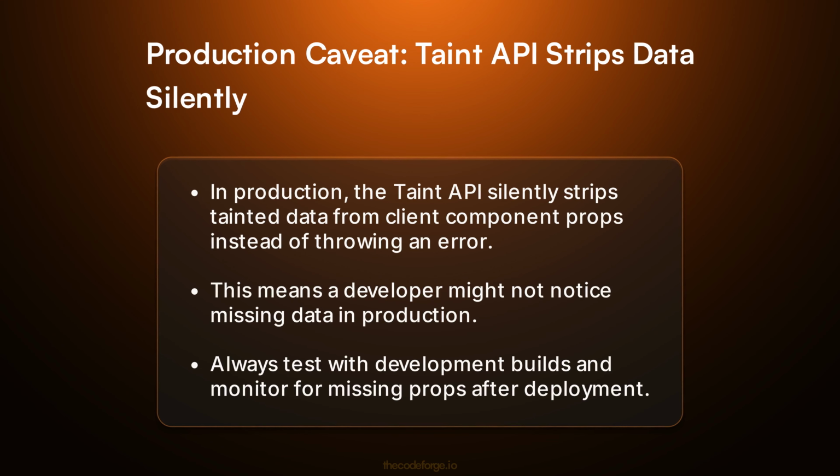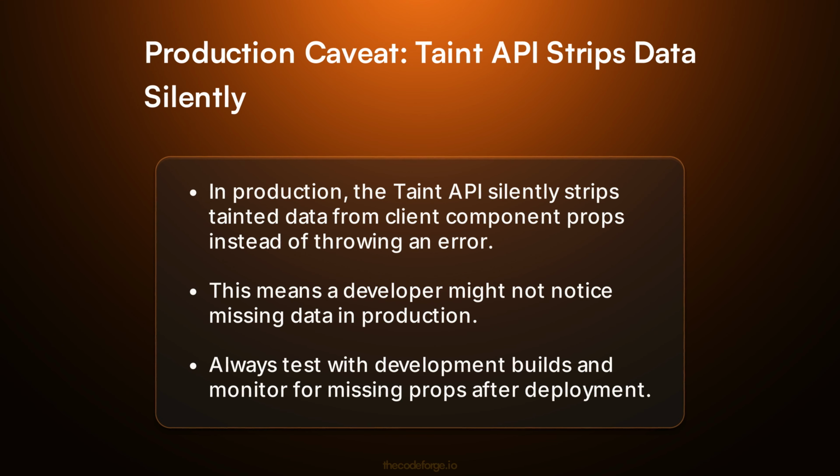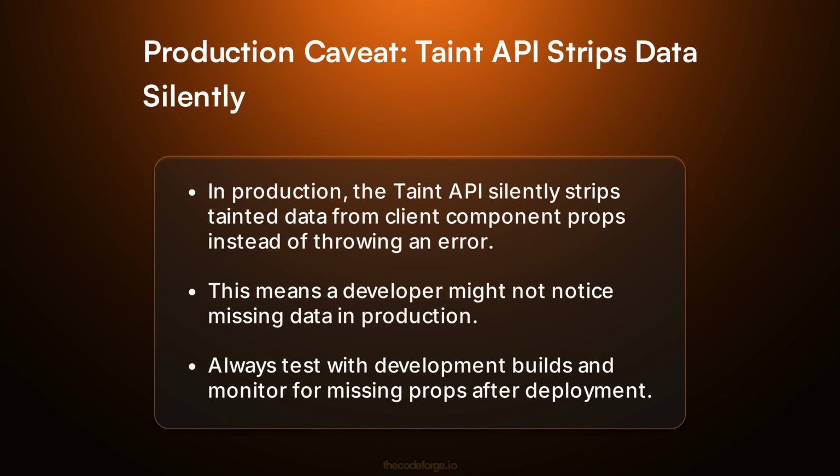In production, the Taint API silently strips tainted data from client component props instead of throwing an error. This means a developer might not notice missing data in production. Always test with development builds and monitor for missing props after deployment.